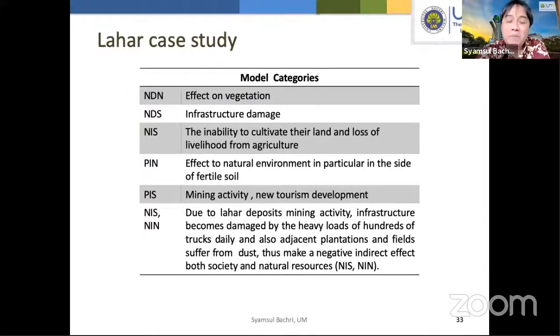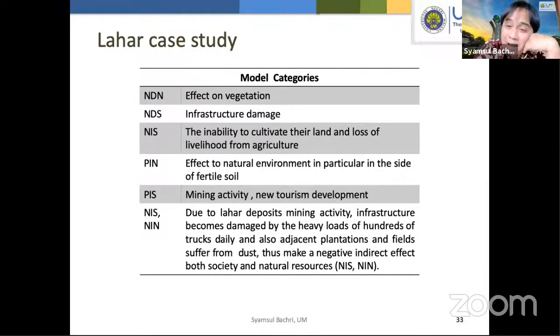Negative indirect to society as well, because of what? Because this impacts the inability to cultivate their land and loss of livelihood from agriculture. During this eruption period, people cannot do agricultural activity. But on the other hand, with this model, once again, we can figure out another process.